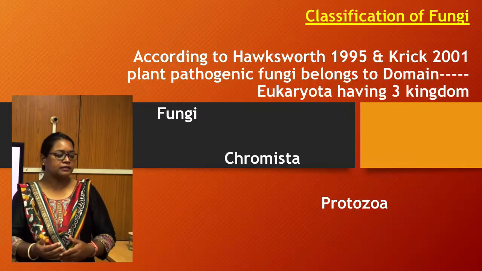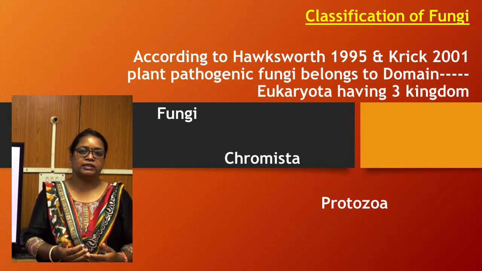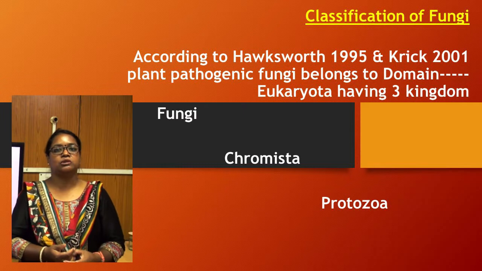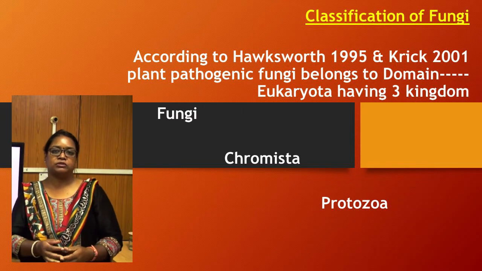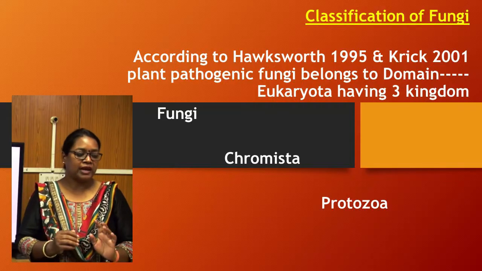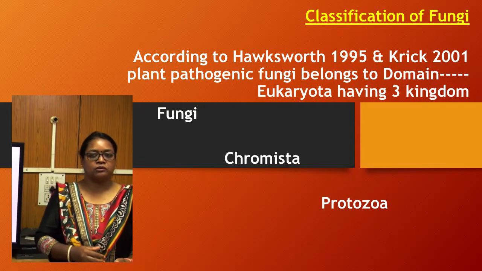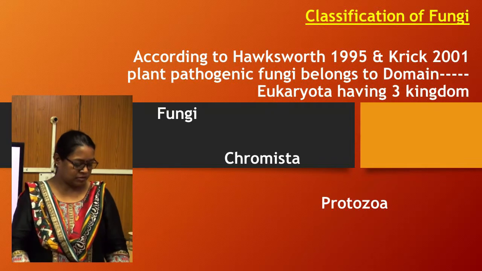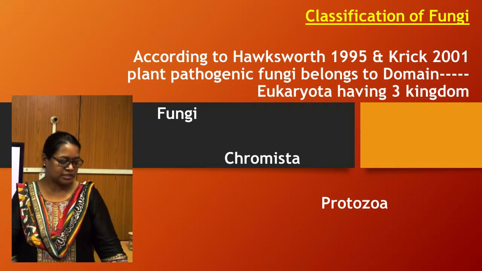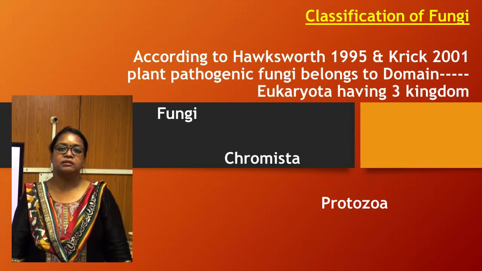In recent years, according to Hawksworth in the year 1995 and Kirk in the year 2001, plant pathogenic fungi belong to domain Eukaryota. In domain Eukaryota, mainly three kingdoms are there. First one is Fungi, second kingdom is Chromista, third kingdom is Protozoa.